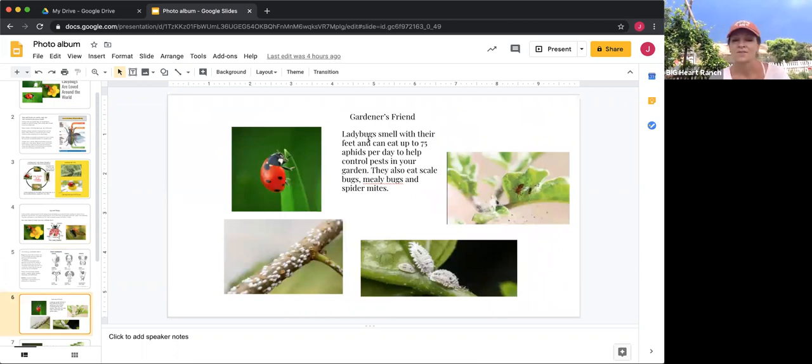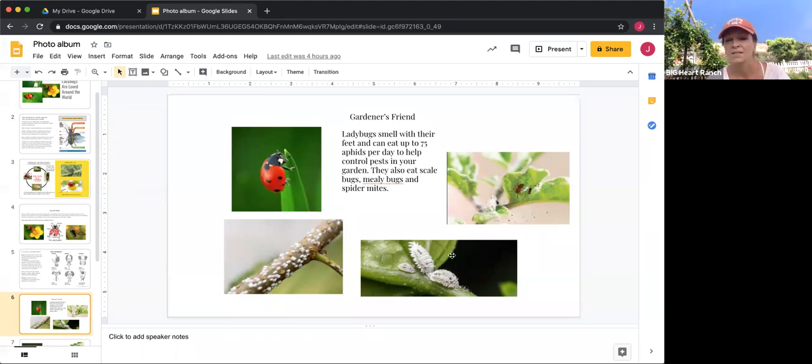So ladybugs are a gardener's friend. And we talked about why. So you have here on this lower picture, this is called scale. And these little pests cling to the trunks and the stems in what looks like a scaly pattern. And these ladybugs will come in and lay eggs right nearby. And then the eggs will hatch, and those larvae will start to gobble up all these little bugs.